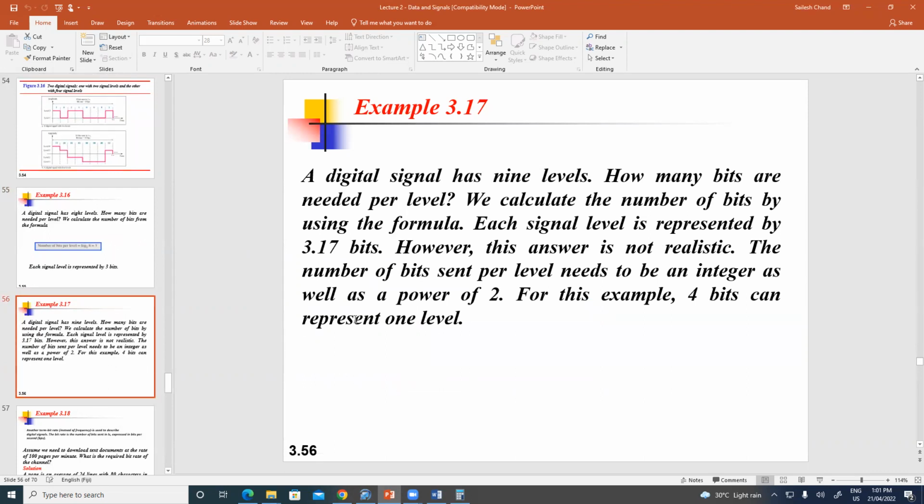Okay, the next question for you. A digital signal has 9 levels. How many bits are needed? Okay, do it. Let's see.